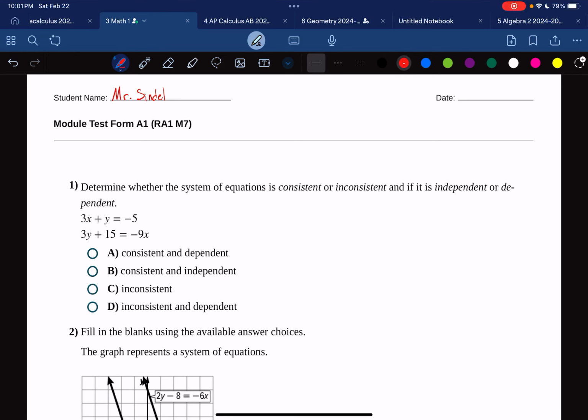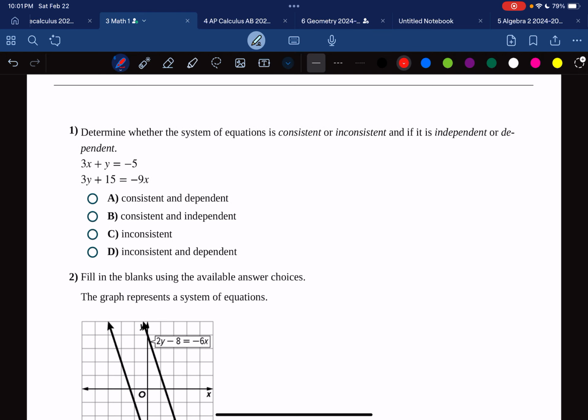This is Math 1, Test 7 for Unit 7. Let's dive right in. In number 1, we're supposed to determine whether the system of equations is consistent or inconsistent.